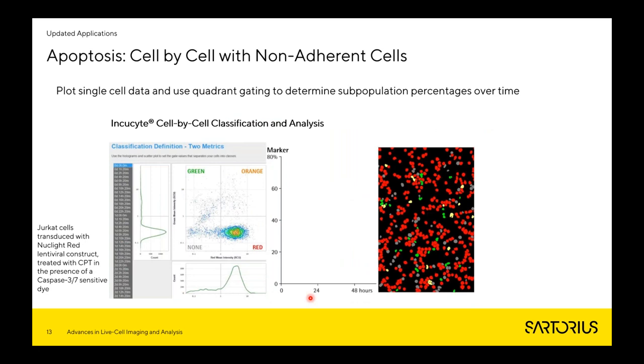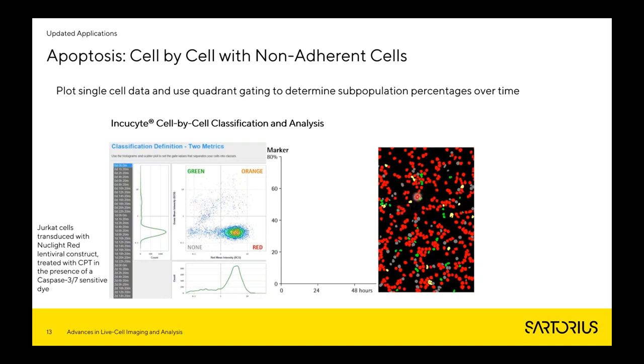So I'm now going to run through this. It's effectively the same assay, but I want to focus on a couple of different things here. So these are GERCAT T cells that have again been transduced to express a red nuclear construct, treated with camptothecin in the presence of a green caspase 3,7 sensitive dye. What I want to draw your attention to is this movie over this side.